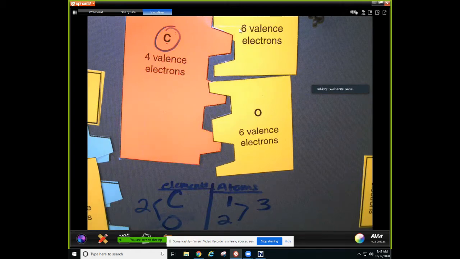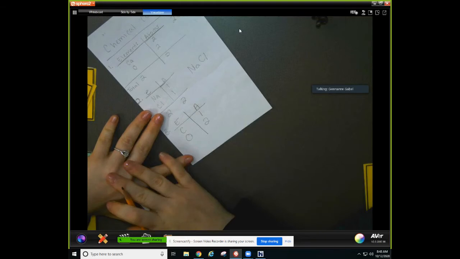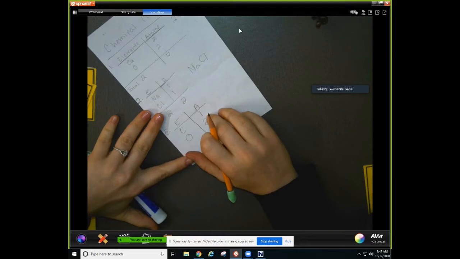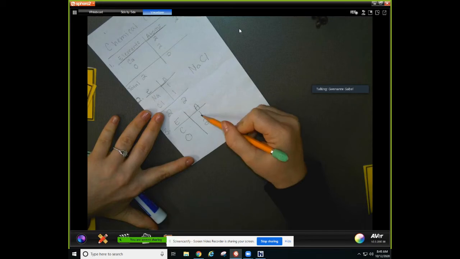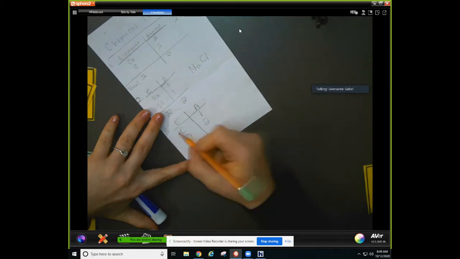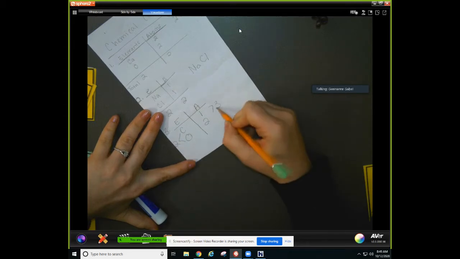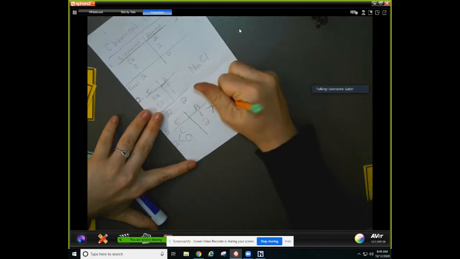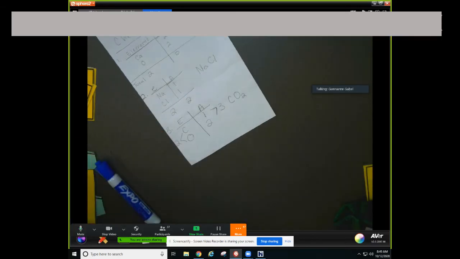So I'm going to write that down on my paper. I had 1 puzzle piece of carbon, but I had 2 puzzle pieces of oxygen. Okay? So the elements, you count the capital letters. The atoms, you count the number of pieces. So that gives us 2 elements total, but 3 atoms. And this compound was CO2, carbon dioxide. Okay?